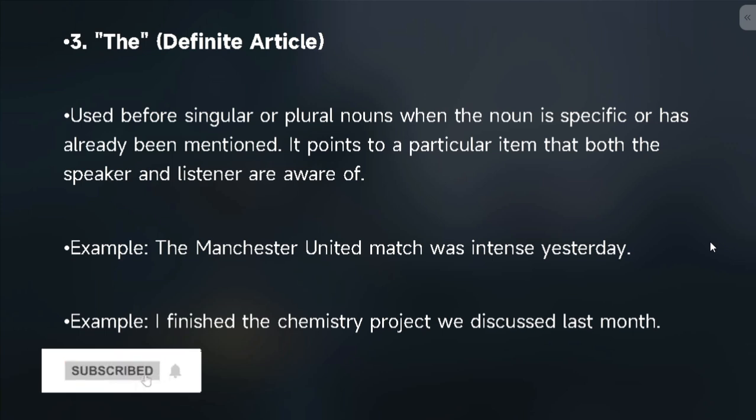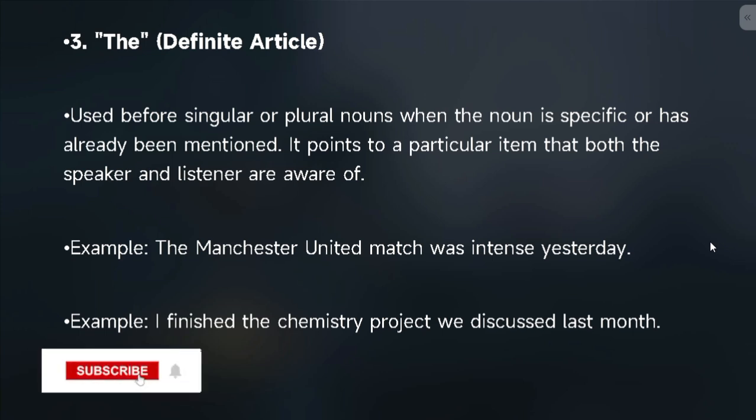We have some examples which will make you feel more comfortable. Here it goes. Use the before singular or plural nouns when the noun is specific or has already been mentioned. It points to a particular item that both the speaker and the listener are aware of. Like, as I said earlier, this example: the Manchester United match was intense yesterday. As you know, Manchester United is a very famous football club. So we are speaking here about a particular football club. That's the reason it is prefixed with the article the. One more example: I finished the chemistry project we discussed last month.